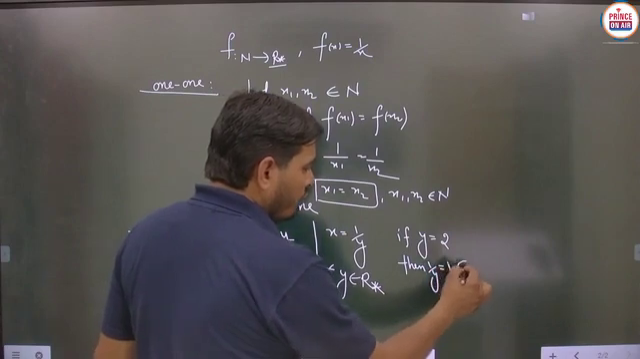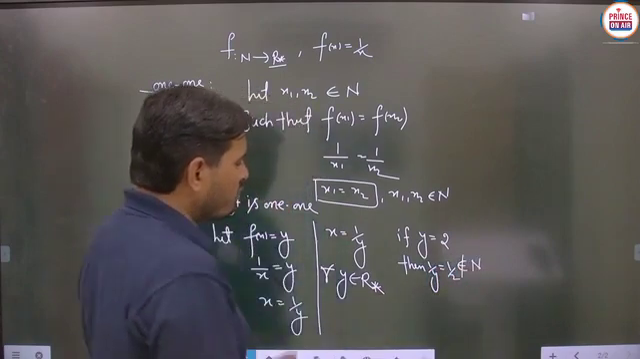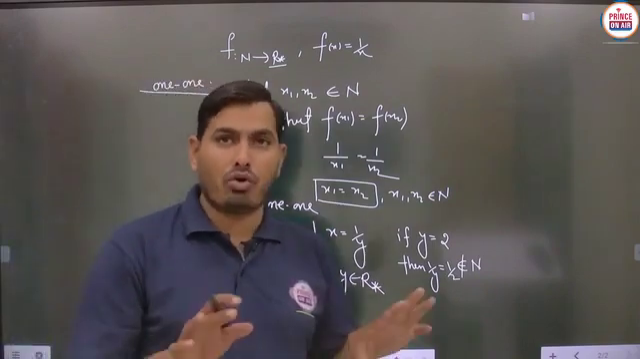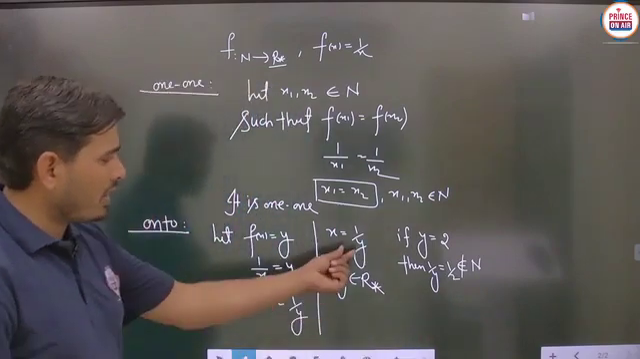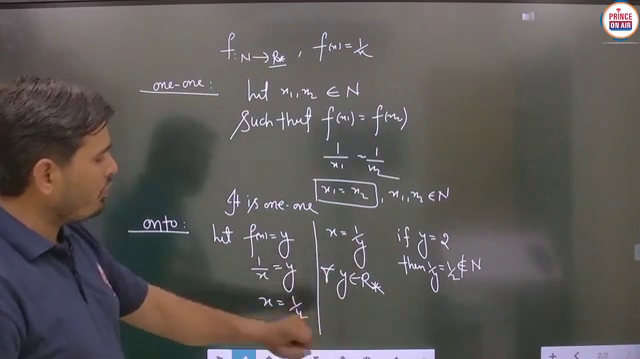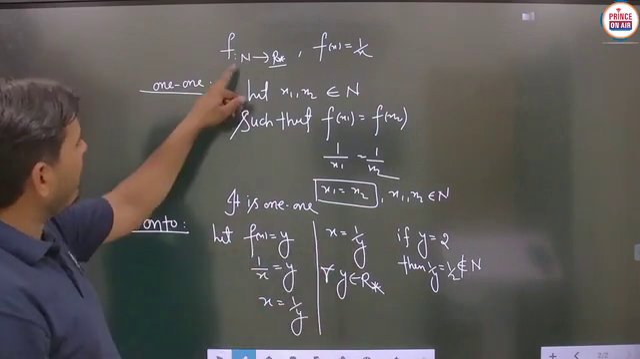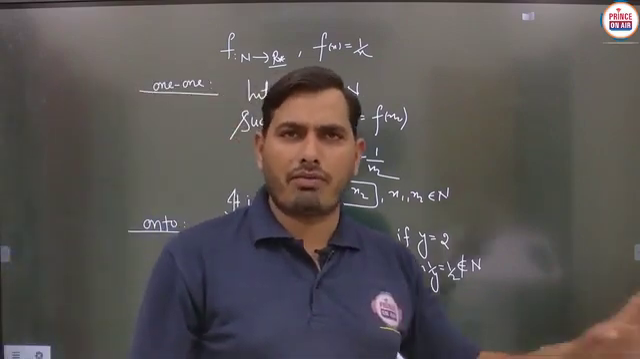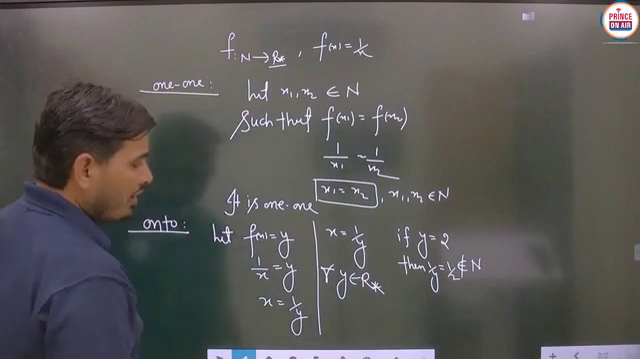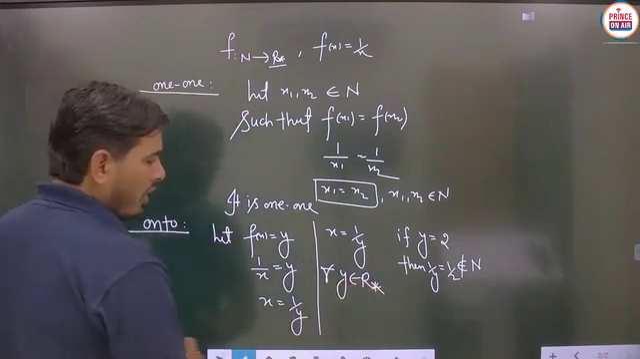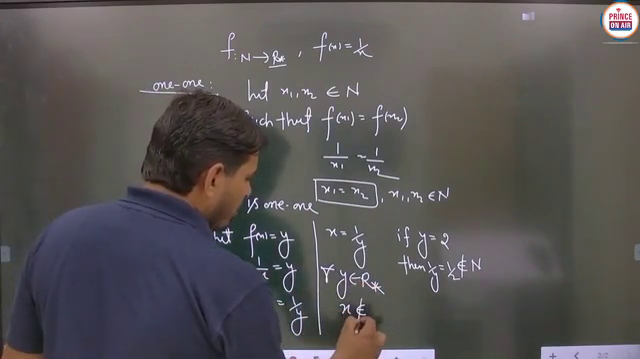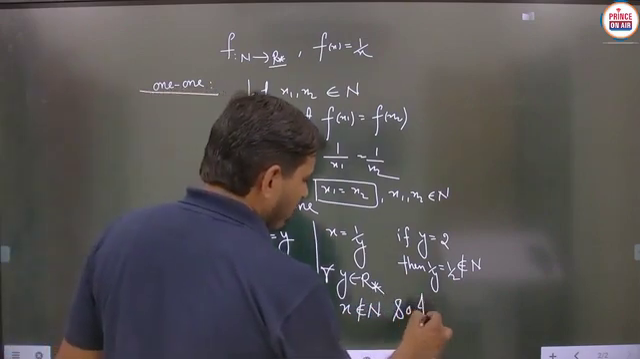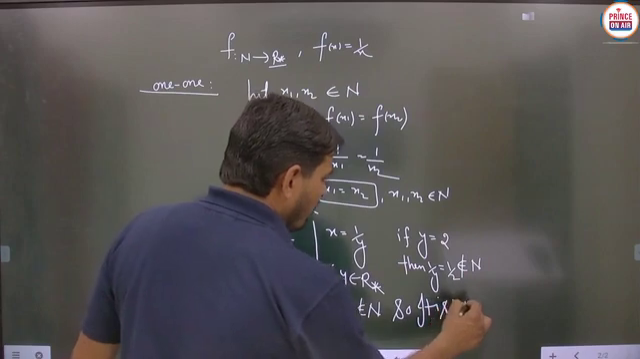and 1 upon 2 does not belong to the natural numbers, because any codomain element must always have a pre-image in the domain. But here, if we take 2, then x becomes 1 upon 2, and x should belong to the natural numbers, but no natural number is a fraction. That's why for y belonging to R star, x does not belong to the natural numbers, and so it is not onto. So it is not an onto function.